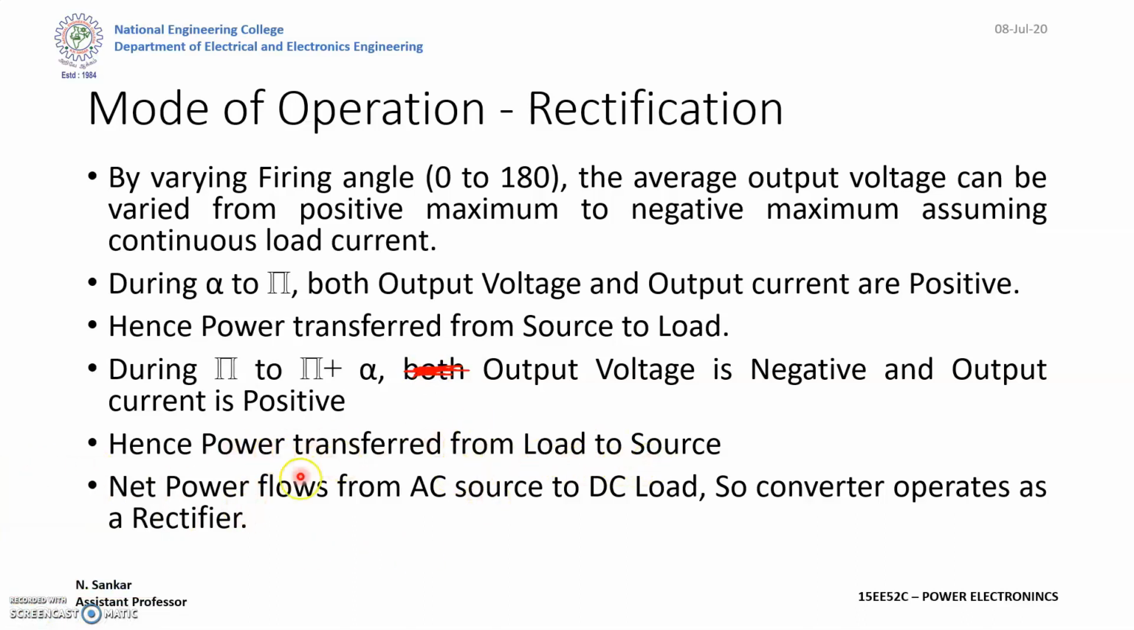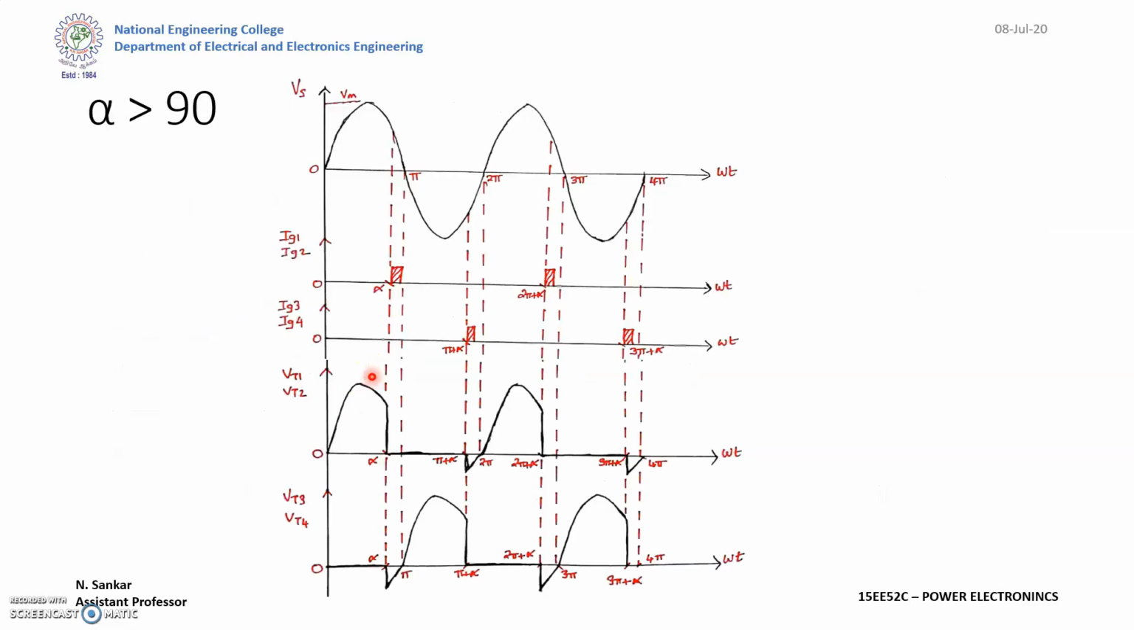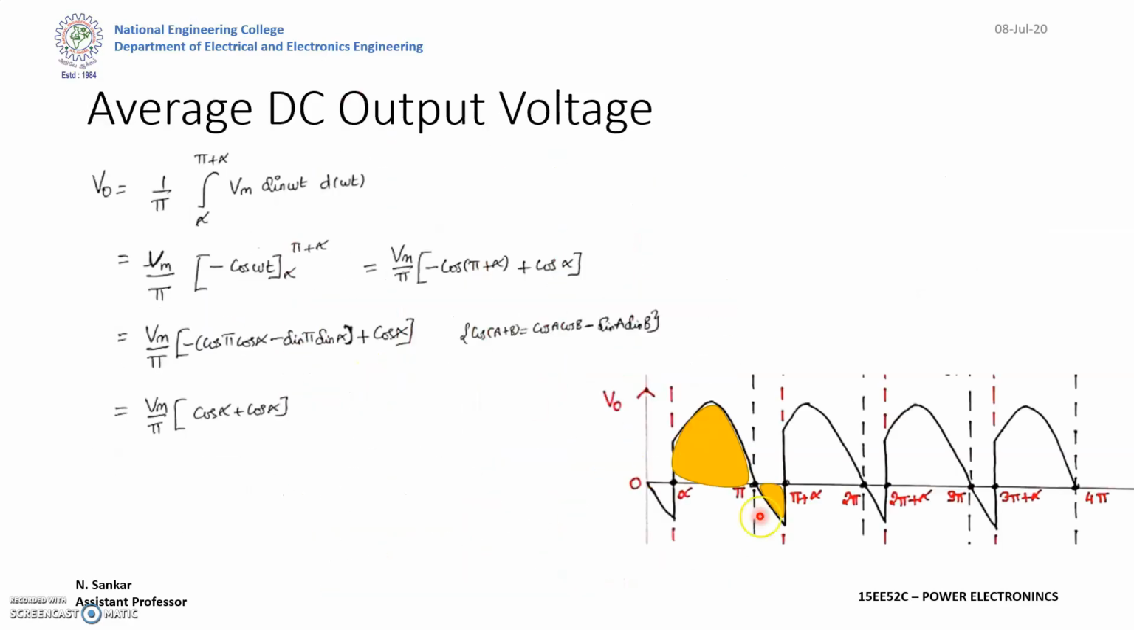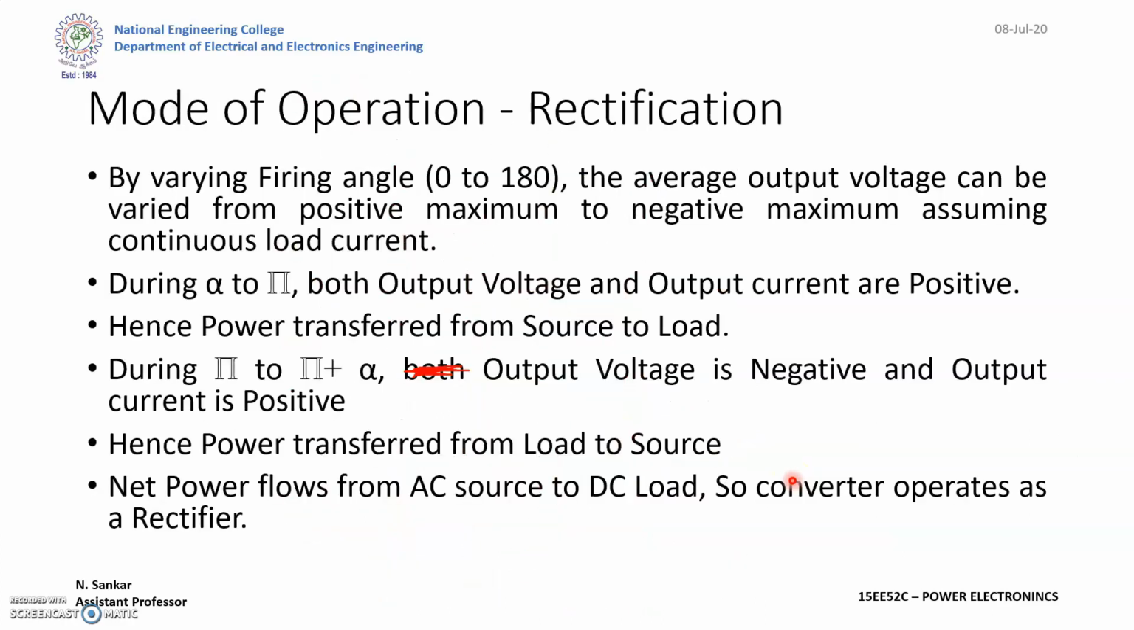But if you take the net power, that is the total power from alpha to pi plus alpha, it will be positive, because the area occupied by alpha to pi is much higher compared to the area occupied by pi to pi plus alpha. So net power will be positive, hence the power will flow from AC source to DC load. So when the firing angle is less than 90, the converter will act as a rectifier.